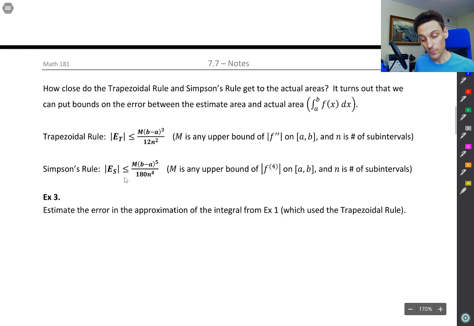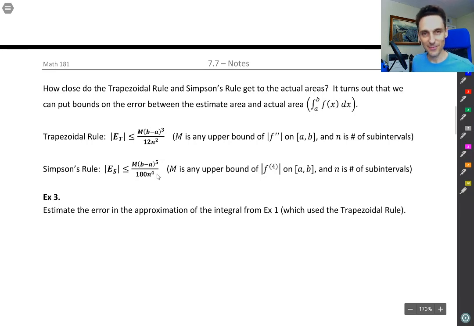And for Simpson's rule, it's very similar. We just have an S here for Simpson's, and the error bound is given by another M, where M is any upper bound of the absolute value of the fourth derivative on the interval from a to b. And here we have the interval length, b minus a, raised to the fifth power now for Simpson's rule, and then divided by 180 times n to the fourth power.